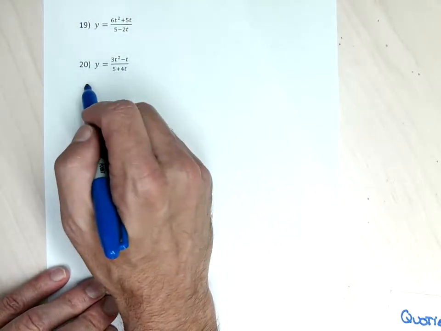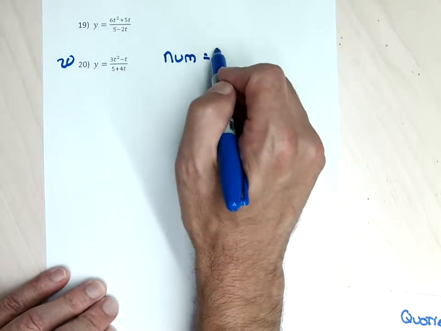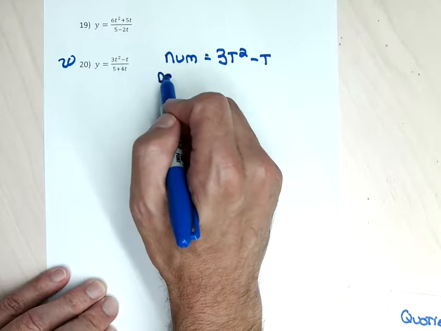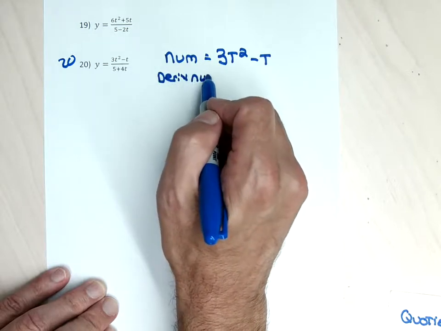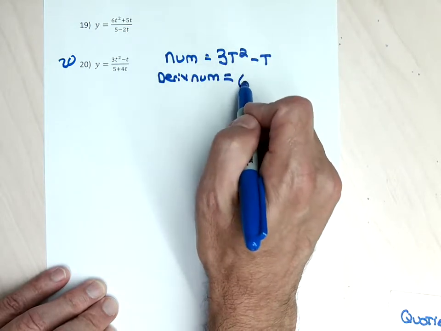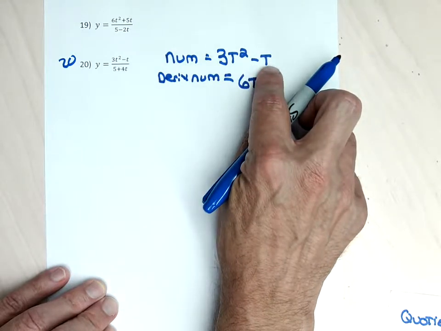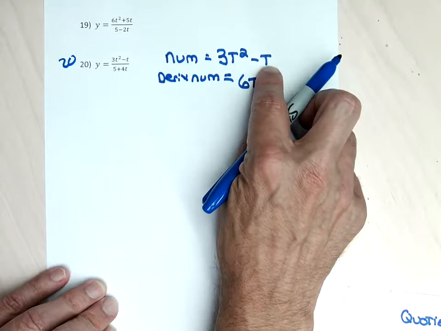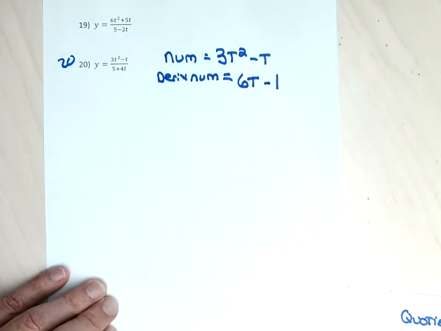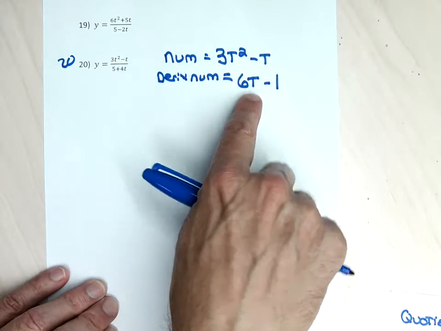So for 20, I need to know, so I'm doing 20, the numerator, which is 3t squared minus t. I need the derivative of the numerator. The derivative of 3t squared, I go 2 times 3 is 6. Lower the exponent and get 6t to the first. The derivative of minus t, because it's a first power term, it just has the derivative of the number in front of the letter without a letter. There's an implied minus 1 in front of that t, so the derivative of minus t is minus 1. So numerator 3t squared minus t, derivative of the numerator 6t minus 1.